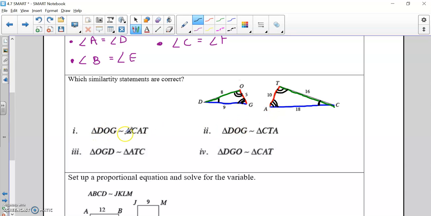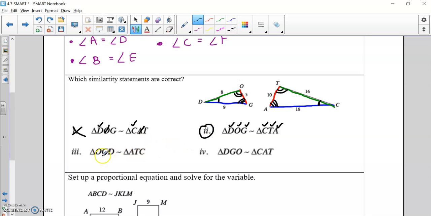So if they went D, O, G here, here, here, but in the second one they said C, A, T. Now the issue is, okay, sure, D matches with C, but O and A do not match. So this is an issue. This one does not work because O and A don't match. So let's try the next one, D, O, G, C, T, A. So D matches with C, that's good. O matches with T, that's good. And G matches with A. So we're good. This one is valid.